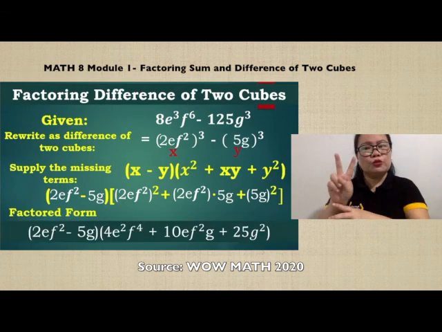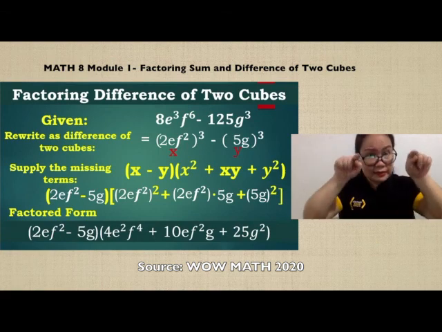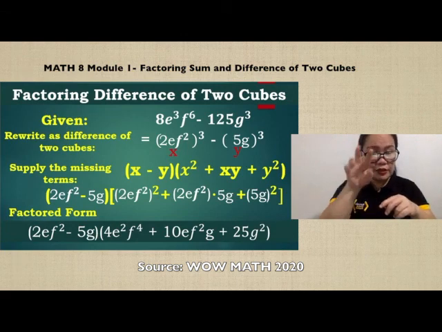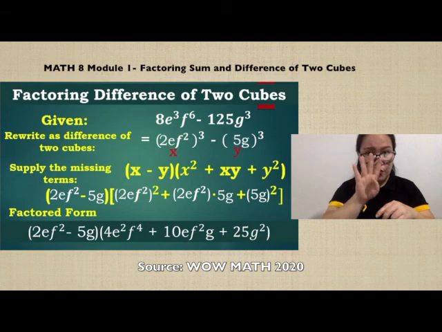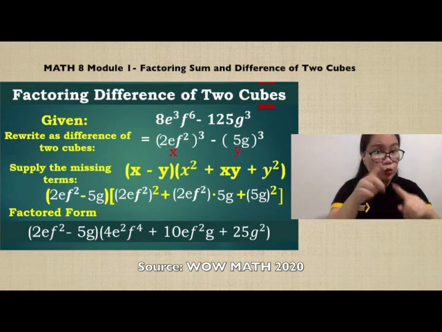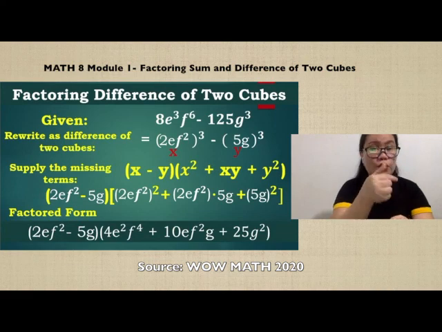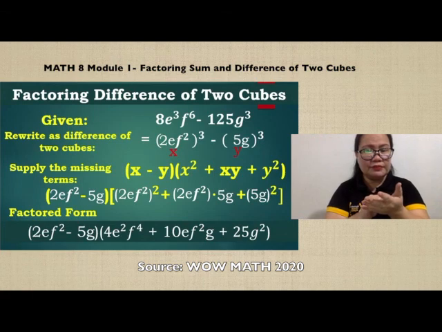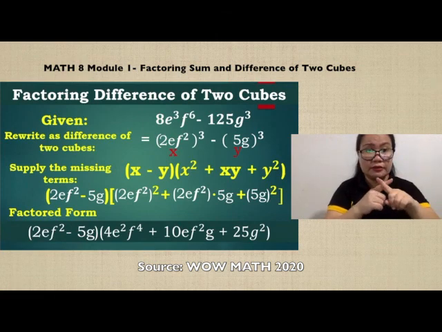So we will now have 2ef squared minus 5g times, simplify natin si 2 squared, that will become 4. And then e squared, f raised to 4 tayo ngayon, kasi f raised to 2 yon. Plus, 2 times 5, yung ating middle term, so magiging 10, and then ef raised to 2, g. So, copy lang natin yung mga literal coefficient natin. And then plus, 5 squared is 5 times 5, that's why it became 25, and then g squared. So, this is now our factored form.